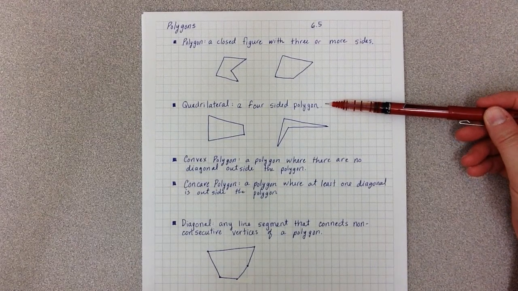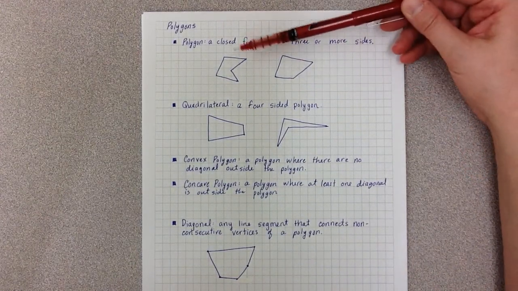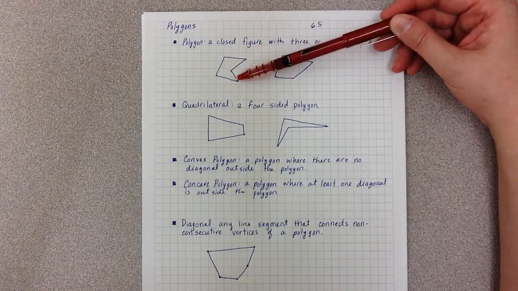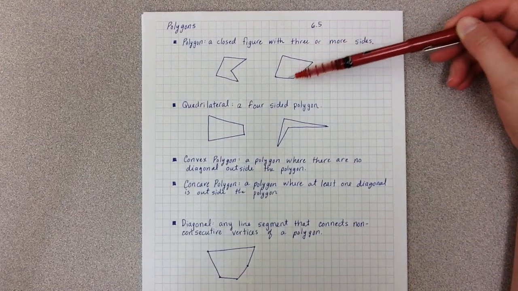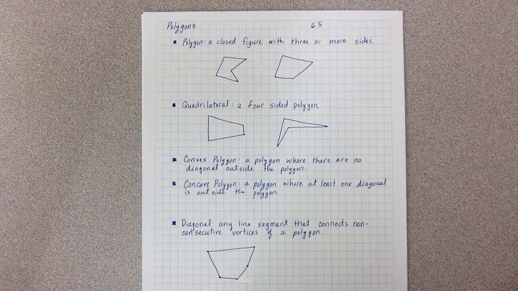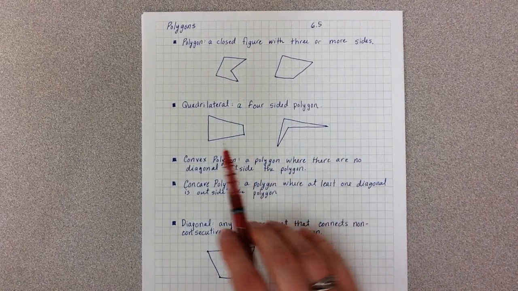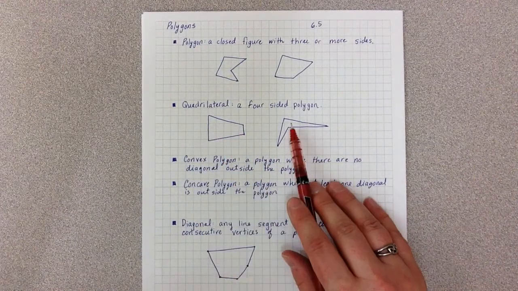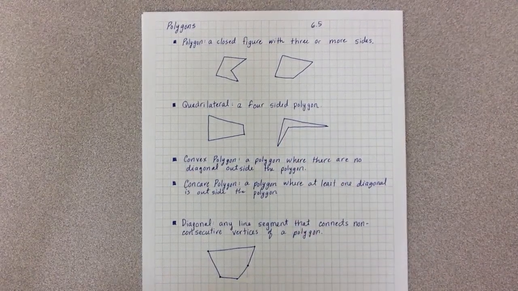A quadrilateral is a special kind of polygon. It's a polygon with 4 sides. You can see up here that these polygons, these examples, had 1, 2, 3, 4, 5 sides. This one had 4 sides. They can have 10 sides. They can have 100 sides. Quadrilateral is when we limit them to only 4 sides. 1, 2, 3, 4. 1, 2, 3, 4.